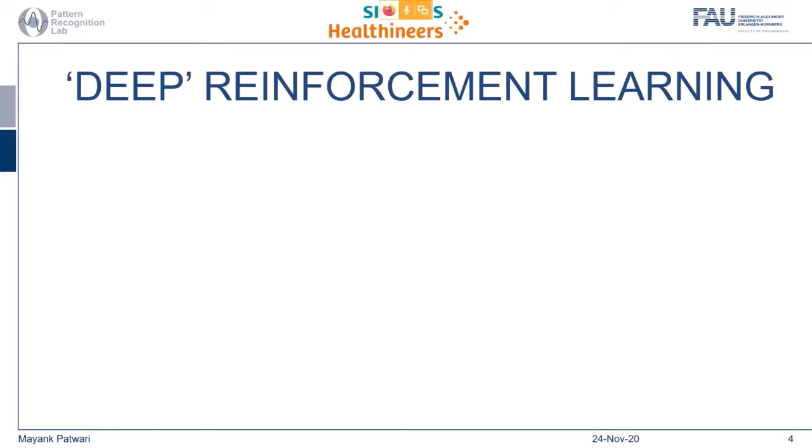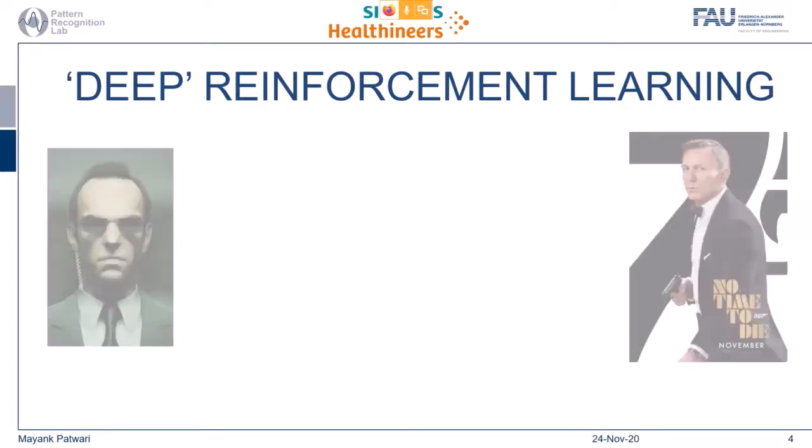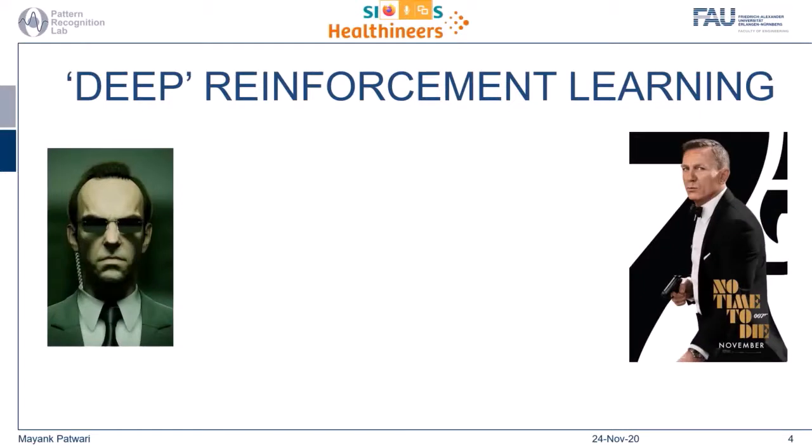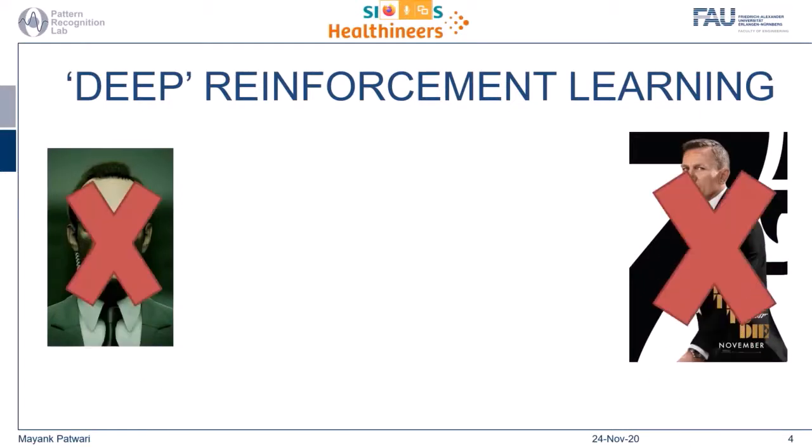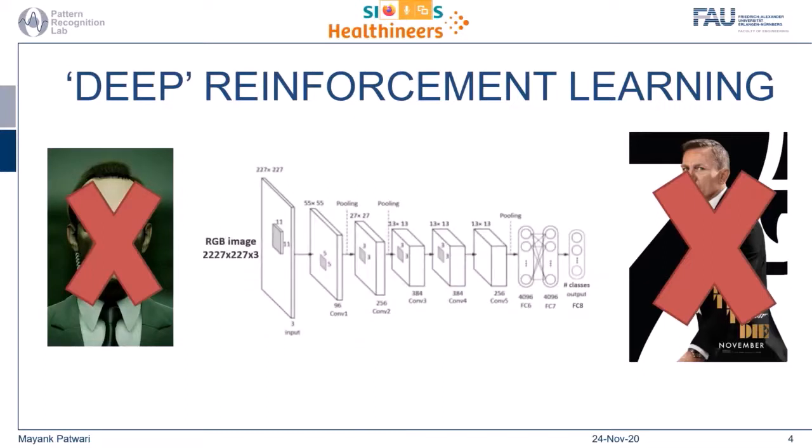Now, when people think of agents, the greatest agents possible are Agent Smith and Agent James Bond. They're not suitable for this task. A good agent we use is called a convolutional neural network. A little bit of explanation for people who are not studying machine learning.